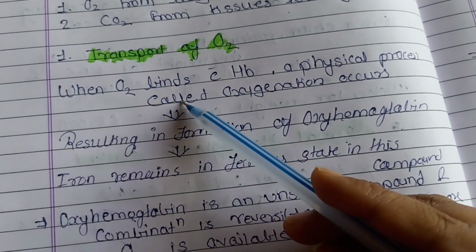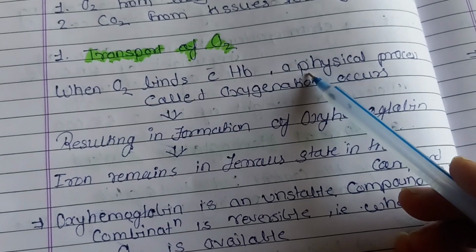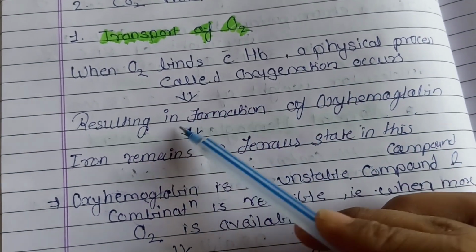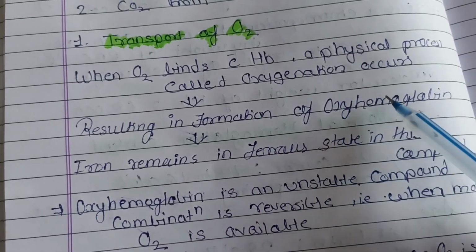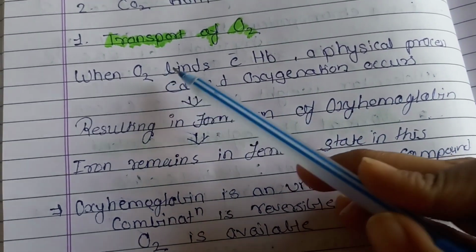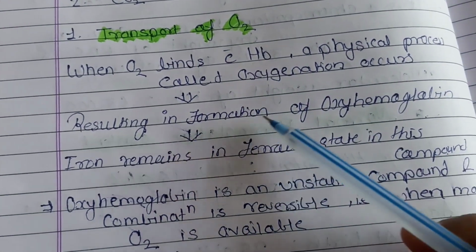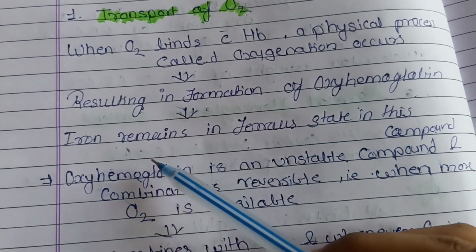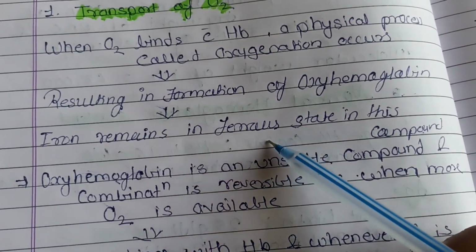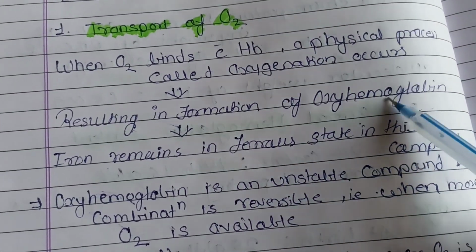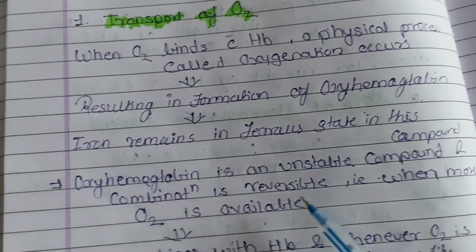When oxygen binds with hemoglobin, a physical process called oxygenation occurs, resulting in the formation of oxyhemoglobin. Iron remains in the ferrous state in this compound. So in oxyhemoglobin, how is the iron? In the ferrous state.